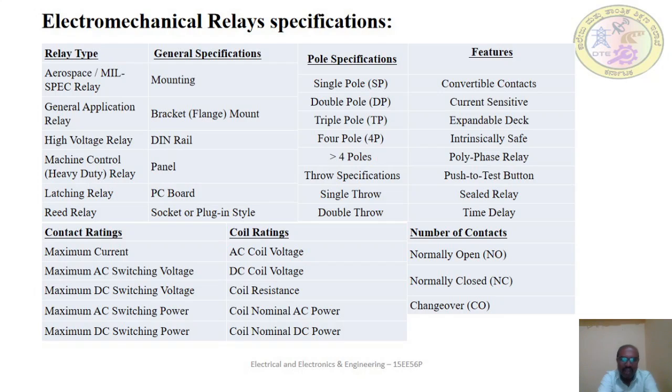Pole specification means whether it is single pole, double pole, triple or four pole, single throw, or double throw. The features will be convertible contacts, current sensitive, expandable, push to test button, sealed relay, time relay. If you see the contacts: NO, NC, CO. Contact ratings: maximum current, maximum AC switching voltage, DC as well as AC and DC switching power. Coil ratings may be AC coil voltage, DC coil voltage, coil AC nominal, DC power nominal. These are the generalized specifications.